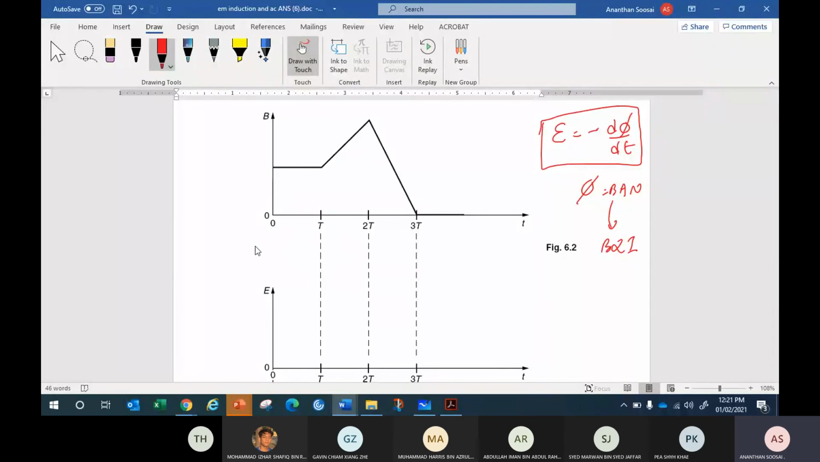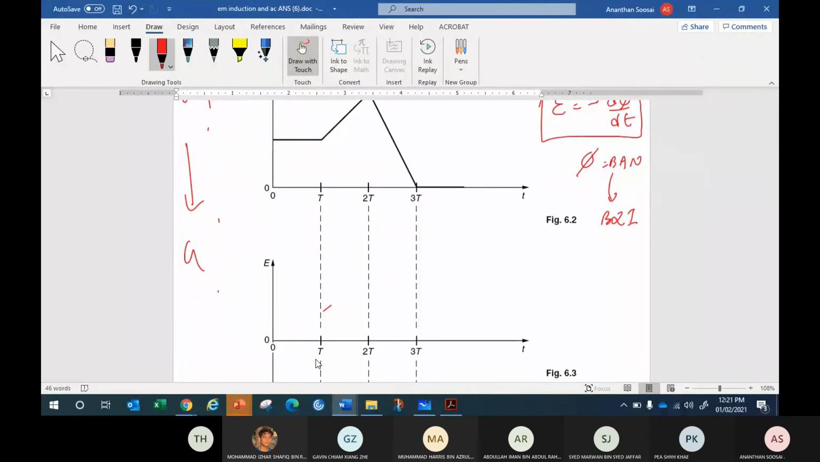If you have struggled to visualize how to plot this graph, as I said, the B is the same as your flux, right? But I ask you to imagine this as your velocity graph. Imagine your velocity graph, then draw the acceleration graph here. EMF is like the acceleration graph. Sketch that first. How does it look? Then you reflect it in the x-axis. You'll get the graph.